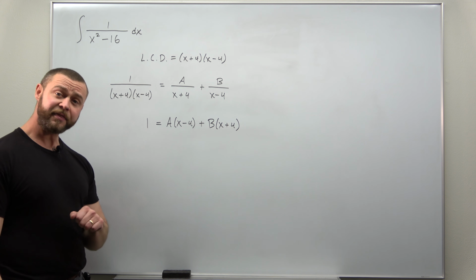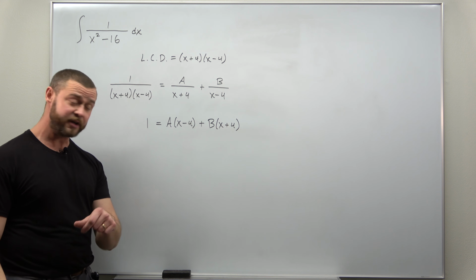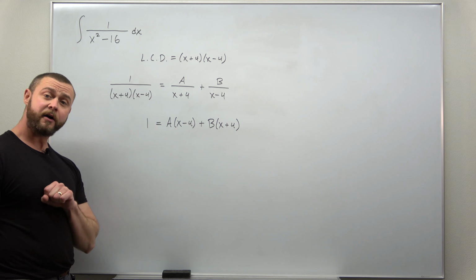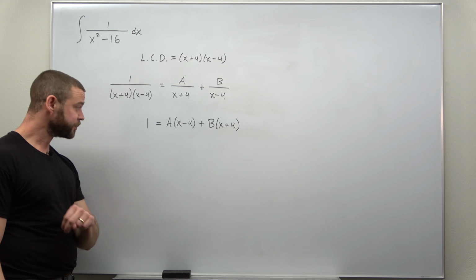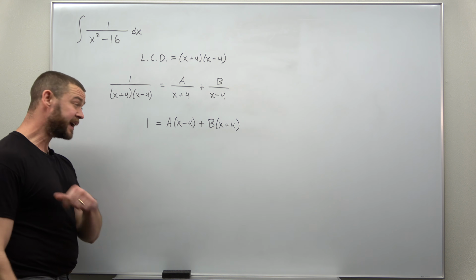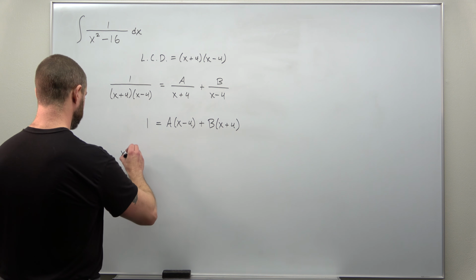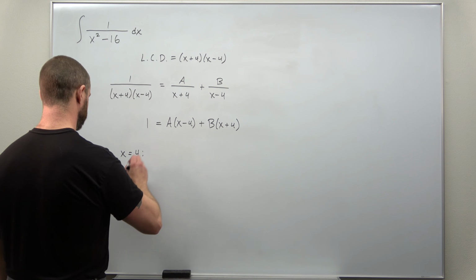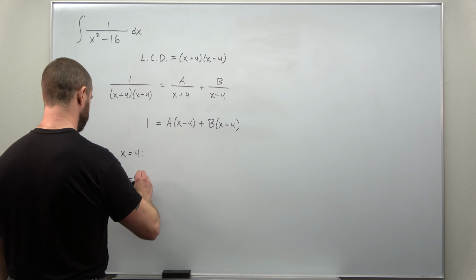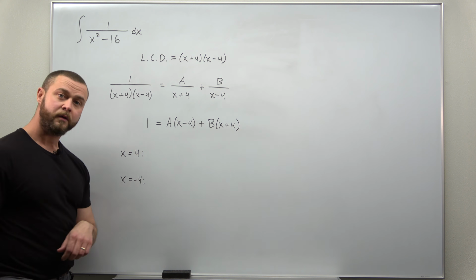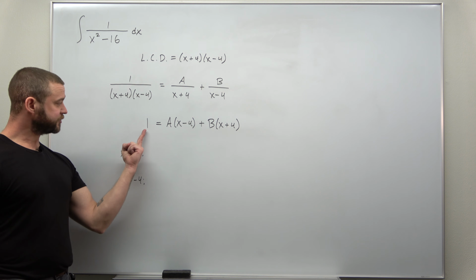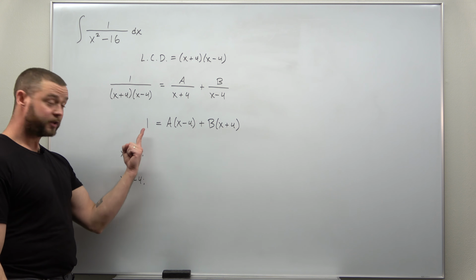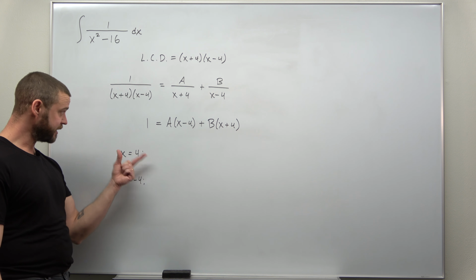All right, the plugging in method is going to be very quick here since we have linear factors. The two values that we want for x, because we have two constants, a and b, we're going to go with 4 and negative 4. All right, plug that in everywhere, but notice there's no x on the left side. So the left side for the first equation will just be 1.